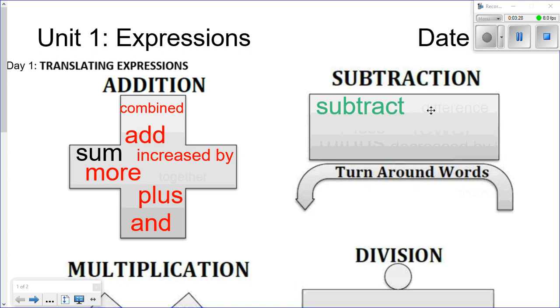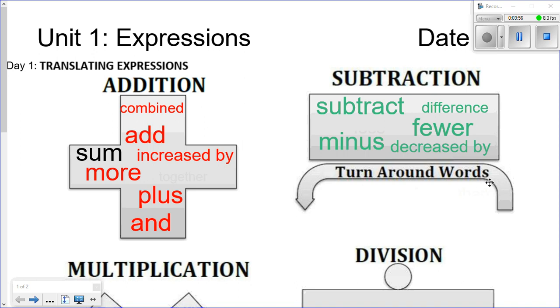Subtract is a straightforward subtraction one. Another one is difference. That's the result you get when you do subtraction. Minus is another one, like 5 minus 2. Fewer, like 5 fewer 3, so it's like 5 comma fewer 3. Decreased by is another one. So those are all straightforward. As you read them, that's how you write them.